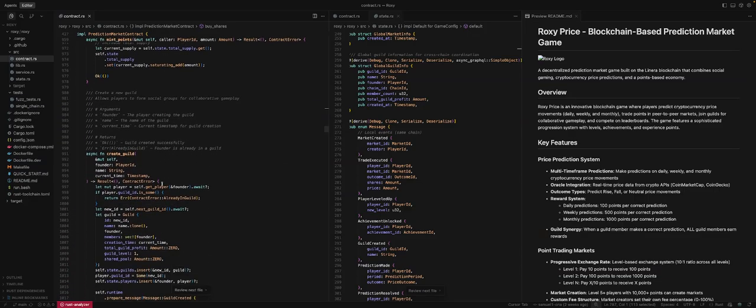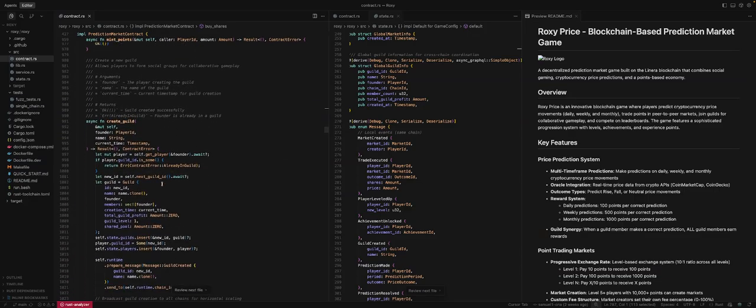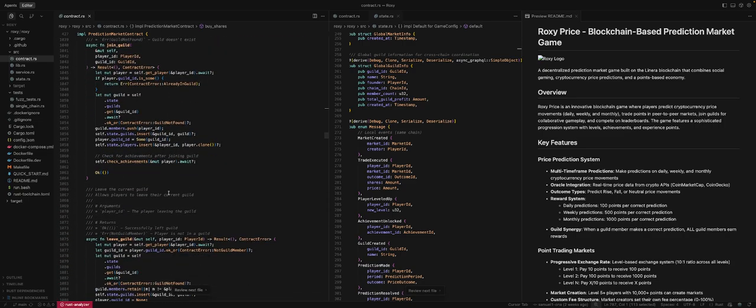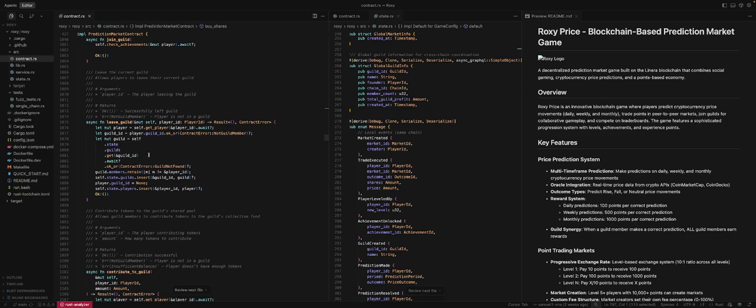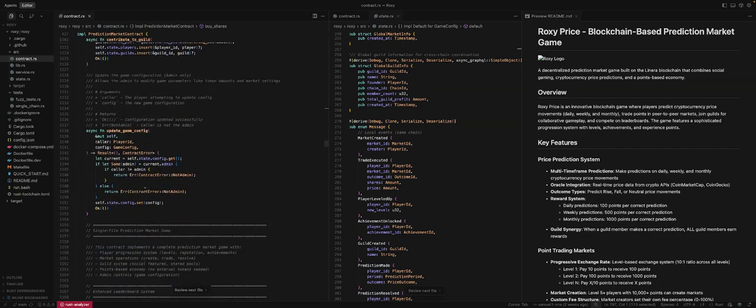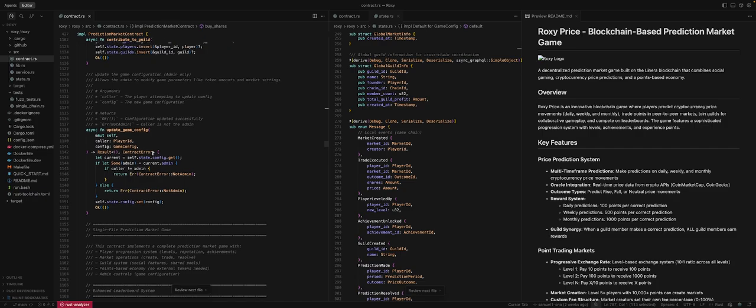And create guild. Creating a guild allows players to form a social group for collaborative gameplay. So you can actually be in a group and be interacting with Roxy, and it allows players to join. This is basically what happens. It allows players to leave a certain group, and this particular function allows players to contribute tokens collectively for a particular prediction, right? And update game config.